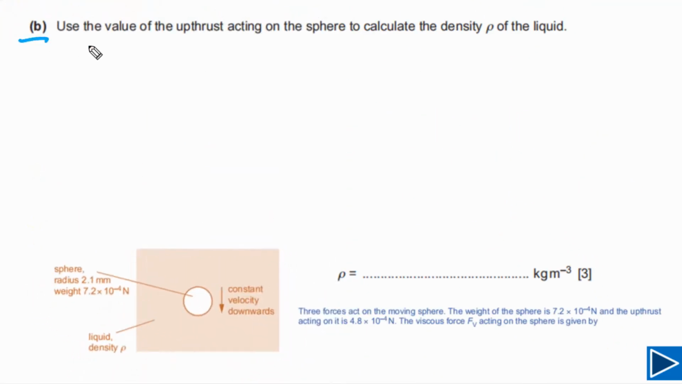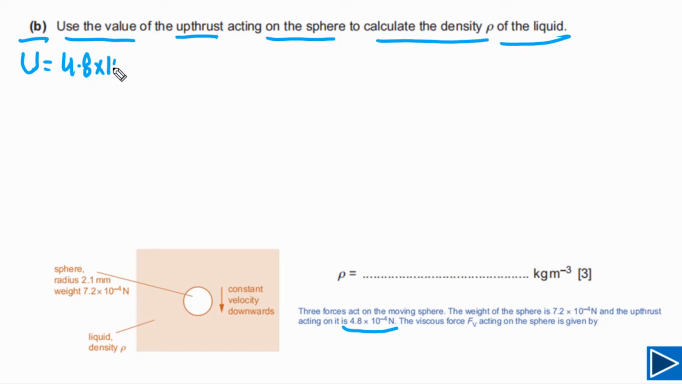For part B, the question is asking us to use the value of the upthrust acting on the sphere to calculate the density of the liquid. But the value of upthrust is given. If you read the question carefully, it is given to us upthrust is equal to 4.8 times 10 to negative 4 newtons. Radius of the sphere is also given, so we can also calculate the volume of the sphere.